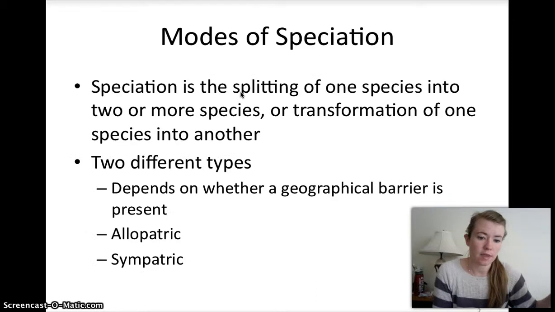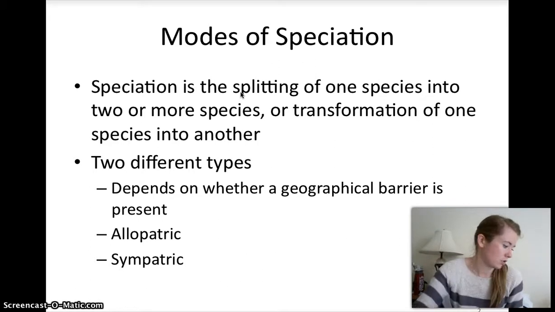Speciation is defined as the splitting of one species into two or more species, or the transformation of one species into another. It doesn't necessarily have to split into two, but it will change so many significant changes that it would be a different species. That's the definition of speciation, as you should remember from the last video. And there are two different types, depending on whether or not there's a geographical barrier present: allopatric and sympatric speciation.